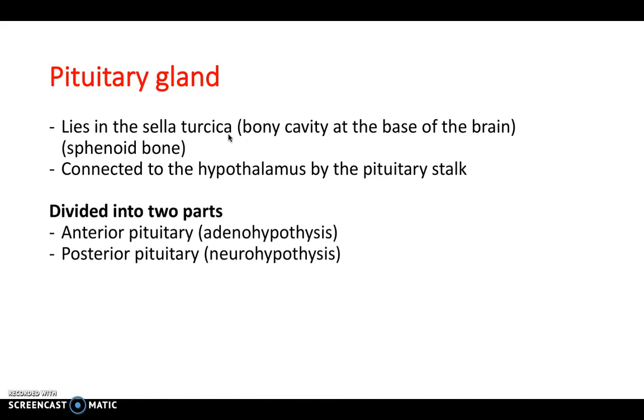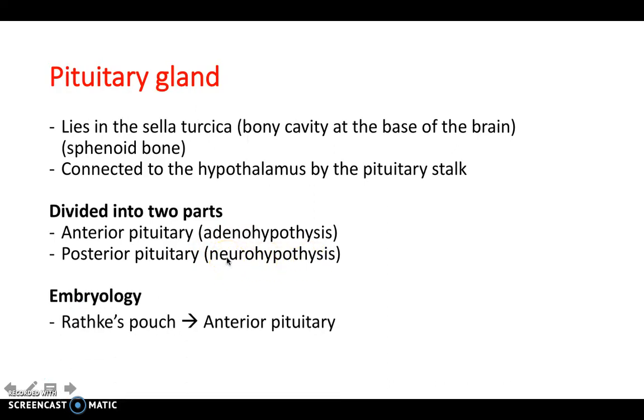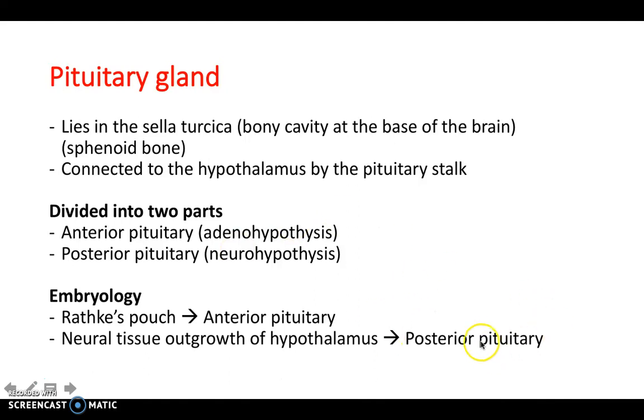So the anterior pituitary can also be called the adenohypophysis, but the posterior pituitary can be called the neurohypophysis, and this is due to its connection with the hypothalamus and how it's connected. So the adenohypophysis is very circulatory connected, and the neurohypophysis is connected via a bundle of neurons. In terms of embryology as well, some basic points to be aware of is that the anterior pituitary comes from the Rathke's pouch, and the posterior pituitary acts as a neural outgrowth of the hypothalamus.